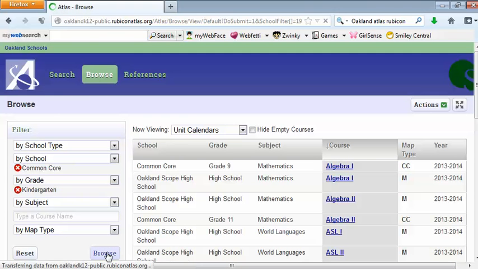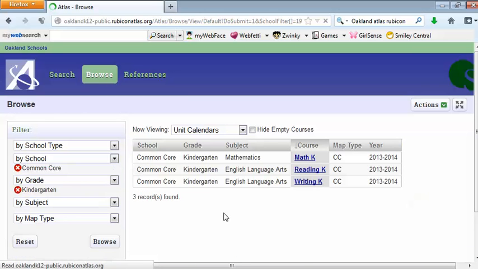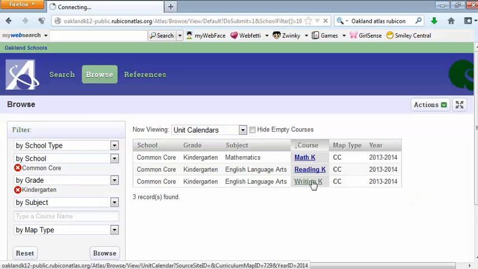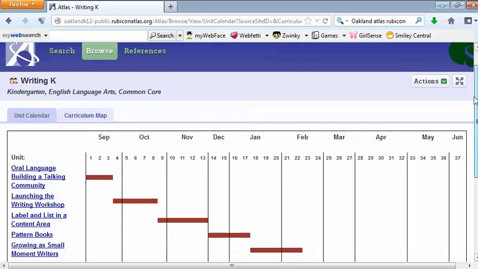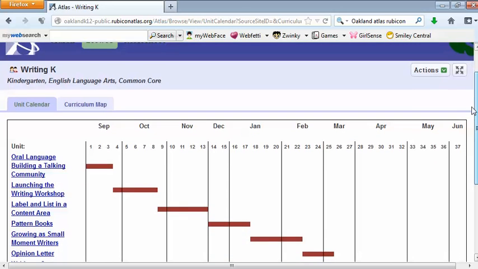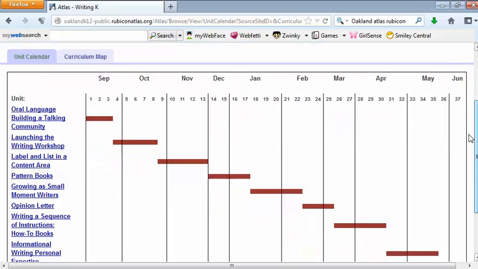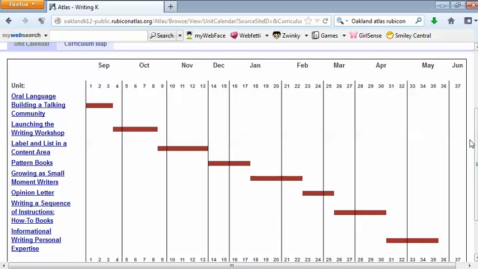When we've done that, we've narrowed our search down to math, writing, and reading. We're choosing writing. Clicking on the blue words, we get a link to one possible pacing of writing if you were using these units. Now, many districts are looking at these units in tandem with previous resources they've used, with new resources that they might have used or purchased, and districts are choosing pacing.